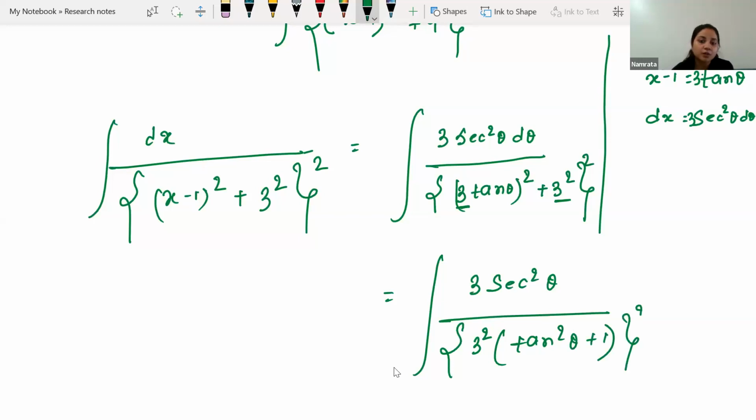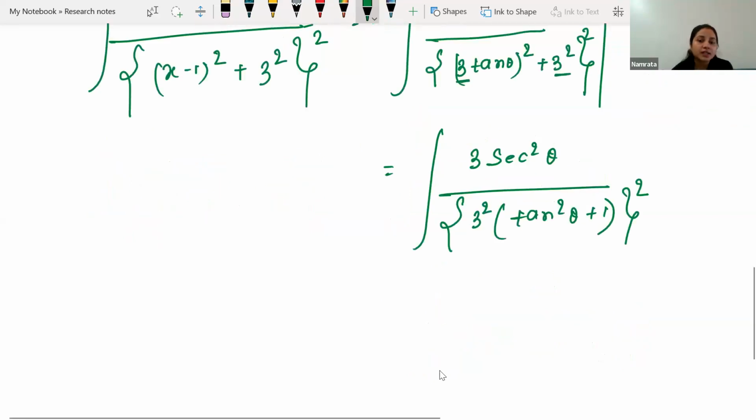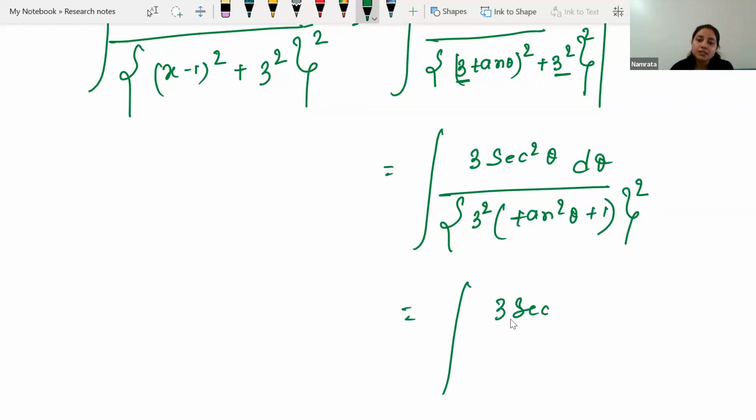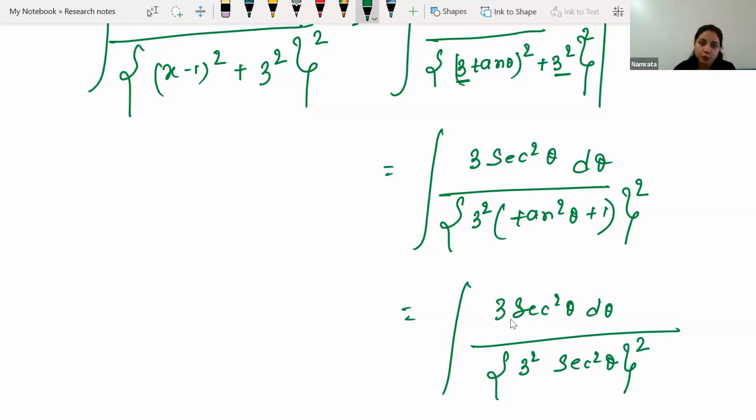That means successfully we have made the formula. Which formula? The identity, that is sec square theta minus tan square theta is equal to 1. That means 1 plus tan square theta we can write over here. Okay, d theta I'm missing over here. Here d theta is there. So we will be having 3 sec square theta d theta, and in the denominator 3 square is there. Okay, this tan square theta plus 1 will become sec square theta, but we must not miss this power 2.